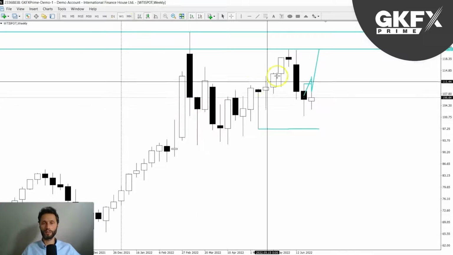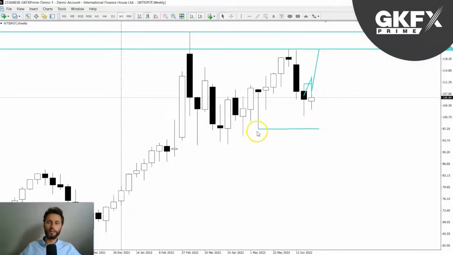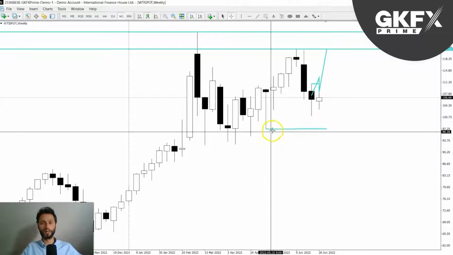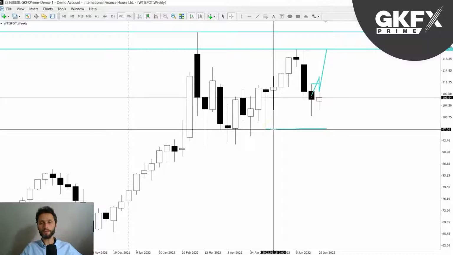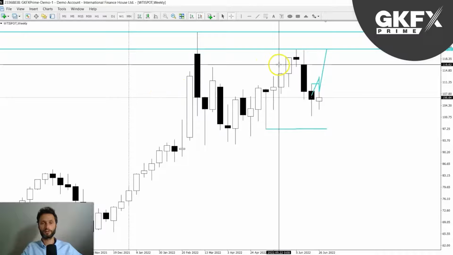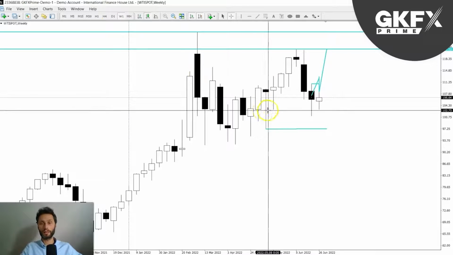Let's look at the weekly. On the weekly, this whole thing may be a pullback. I did mention that if we do see the market breach this level, that will invalidate the buy scenario, the more favored outcome, more favored direction. But the market hasn't done that yet.